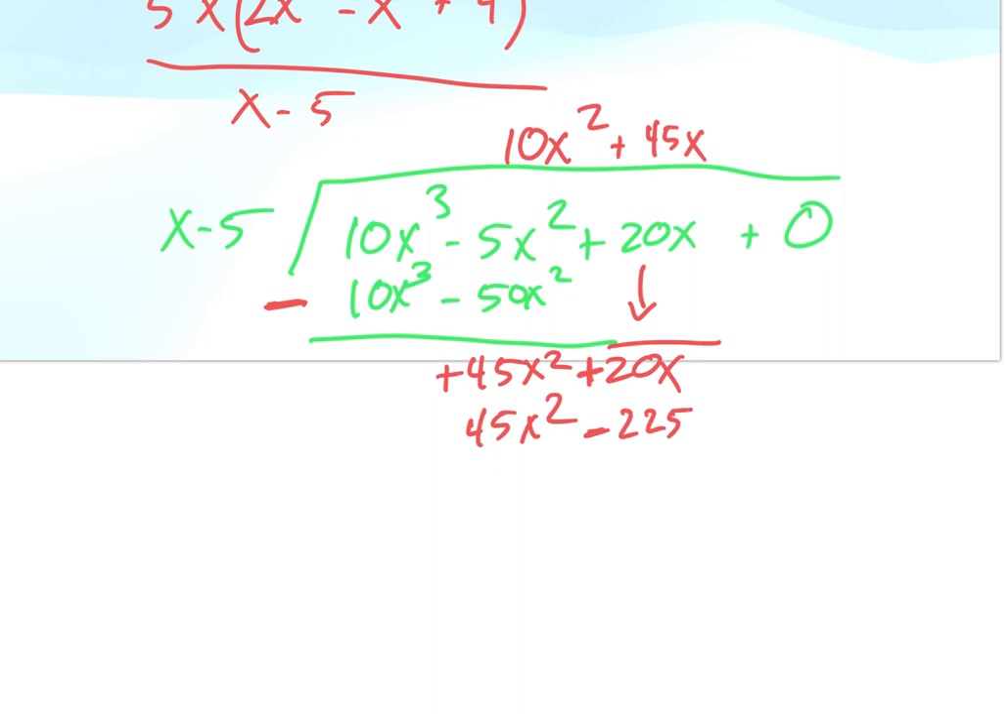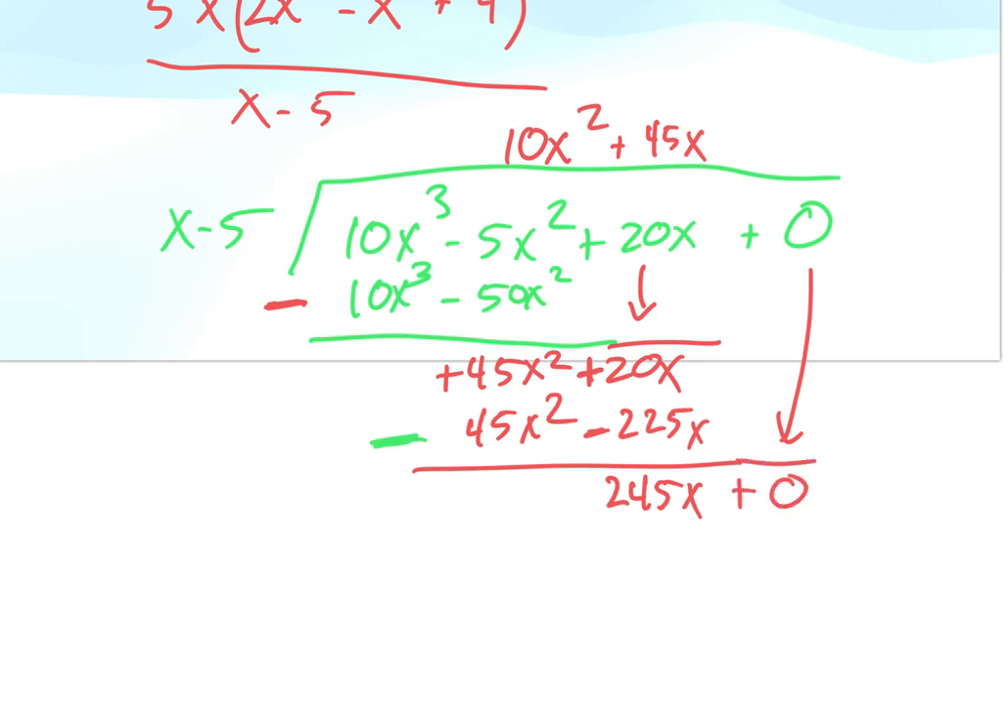225. Am I multiplying right? 25 carry the 2, 22. Yes. There we go. Subtracting 45x squared minus 45x squared is 0. 20 minus a negative 225, so that'd be plus a positive. So that'd be 245x. Bring down the 0. I need to get this to multiply to 245x. So this will be plus 245.